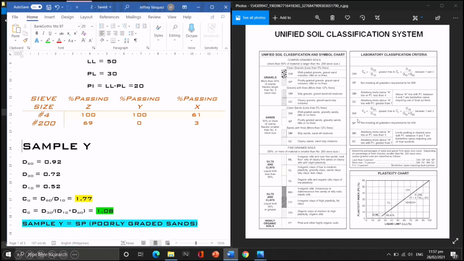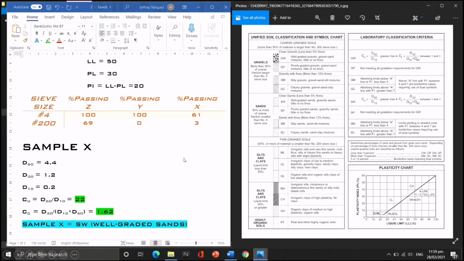Ngayon, meron tayong rule sa SW na dapat ang CU natin ay greater than 4 at CC is between 1 at 3. Para kunin to, syempre kunin natin D60, D30 at D10. So, makukuha to sa given na table natin. Then, CU, D60 over D10, which is 1.77. So, sabi dito, ang CU daw natin mas greater than 4. So, less than 4 man ito, ibig sabihin, hindi niya na-meet yung gradation requirement na SW. So, ang sample Y natin ay SP or poorly graded sands.